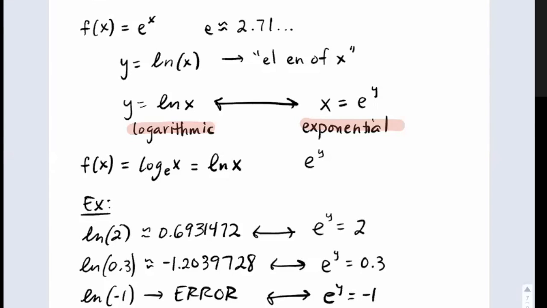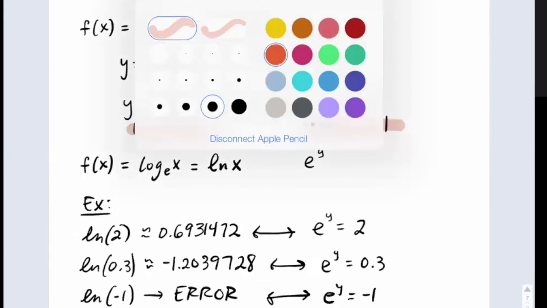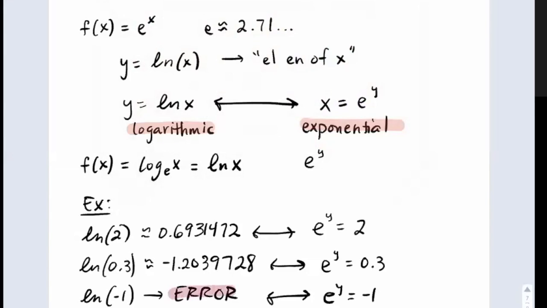And so here there is an error, I'll do this in red. There's an error because there's nothing that I can raise e to the power of to give me negative 1. It is impossible to get to negative 1 by raising e to some number.